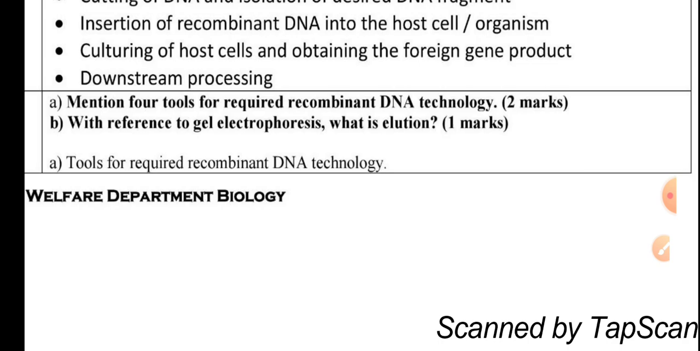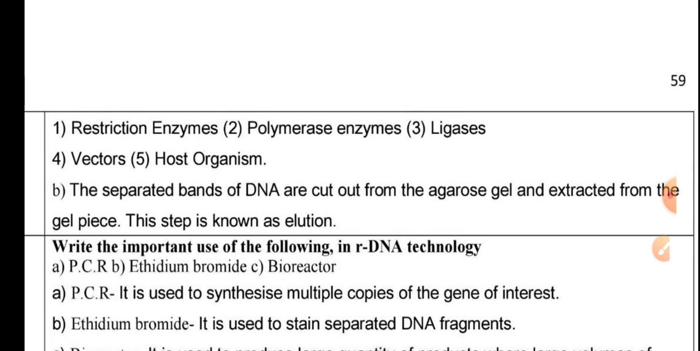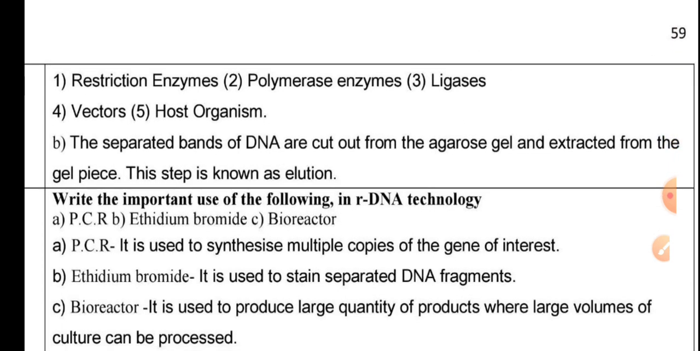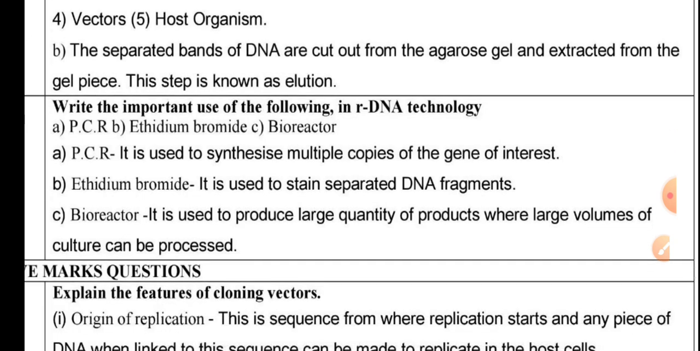It's for 2 marks. With reference to gel electrophoresis, what is elution? Repeated question. The tools required for recombinant DNA technology: restriction enzymes, polymerase enzymes, ligase enzymes, vectors, host organism. The separated bands of DNA are cut out from the agarose gel and extracted from the gel pieces. This step is known as elution.